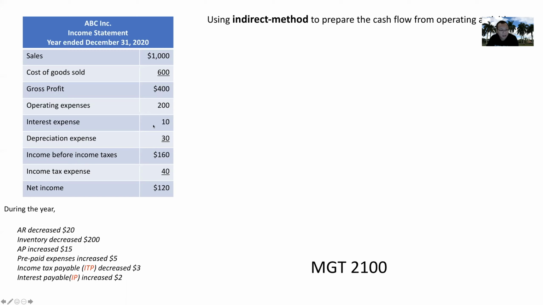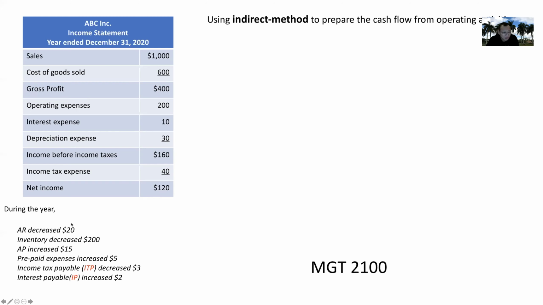Okay, so the gross profit deduct all these expenses. The expenses total $240. I have income before income taxes, $160. And you have income tax expenses, $40. So your net income is this difference, $120. Okay, so a very simple income statement from the ABC Incorporation.